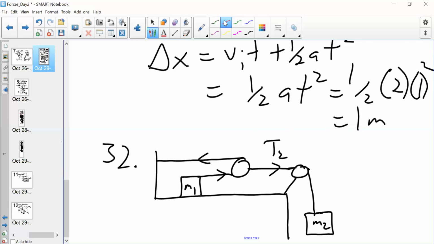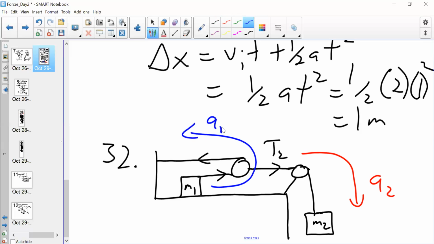Better. This is A2 for M2. And then this would be A1 for M1. Okay, because that's the configuration. We could do an A3 to have the combination, but we're going to get all crazy like that.